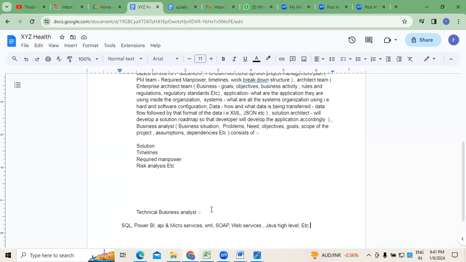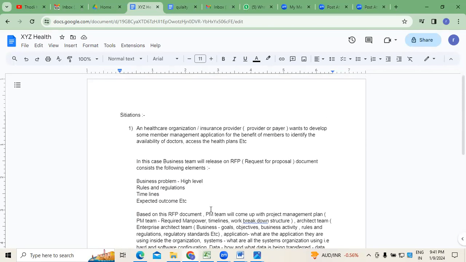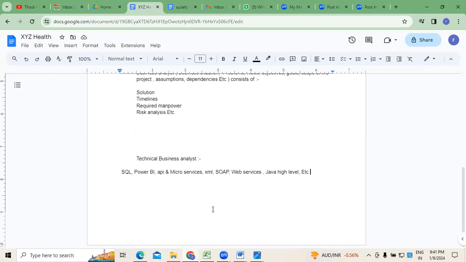XML is a markup language, right? SOAP is for integration. Web services means, for example, we are developing 4 different applications, say a member management system. For this member management application, we are developing 4 applications: one is a web application, second is a mobile application, third is a tablet application, fourth is a cloud application. So what we have to do now technically, remember again, not as a BA but as a technical BA, in depth of technology. This is not required for every business analyst profile.